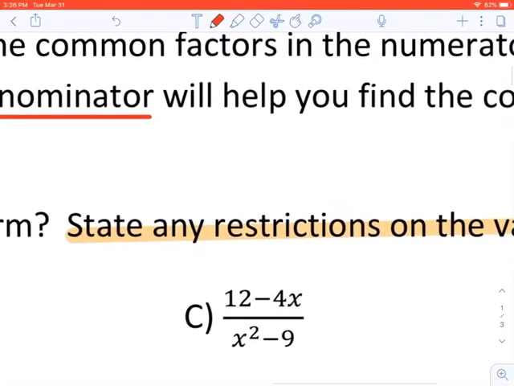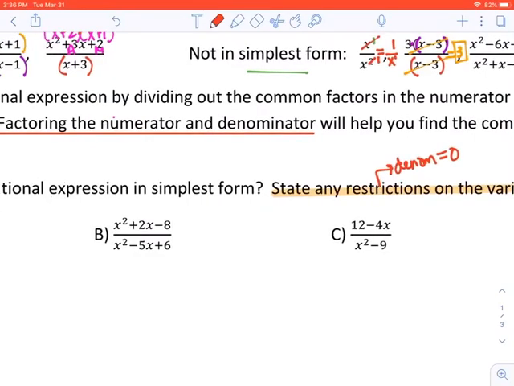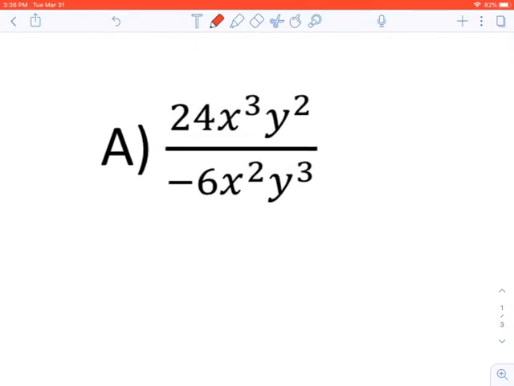Restrictions come in because we can't have the denominators equal to 0. Okay, if there is a denominator equal to 0, then the fraction has a 0 in the denominator and it's an undefined fraction. So we'll look at restrictions in just a moment. Right now, let's start with a.